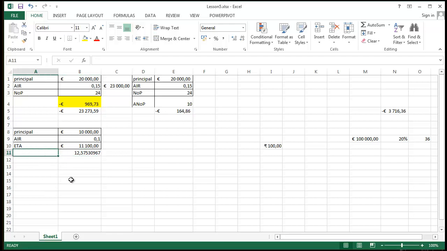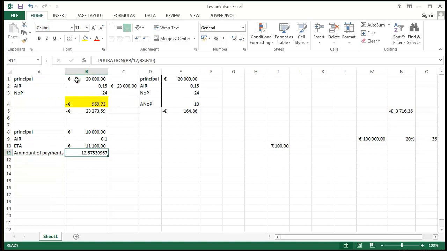So this shows us the number of payments that we will be making. So amount of payments here. So it's around 13 payments, which would include few last payments to be a bit lower.